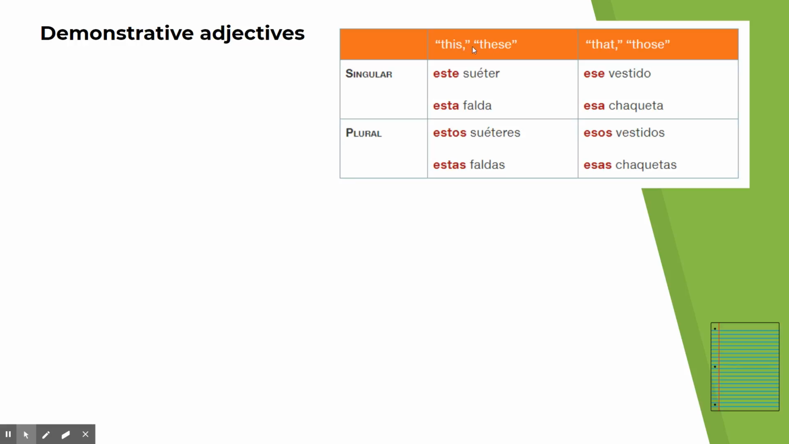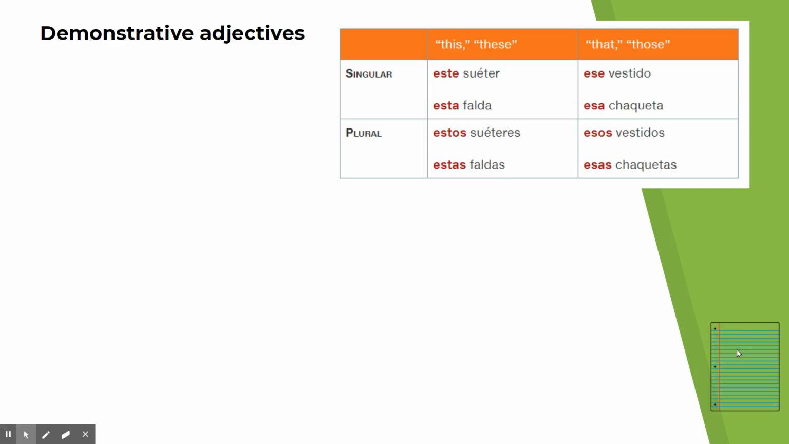If you notice, the plural of this is these. These are the ones that are close to you. That, those is plural. Those are the ones that are further away from you. There's a little rhyme you can remember. This and these have T's, that and those don't. I guess the second part doesn't really rhyme, but this and these have T's. So this and these need a T in our word. This and these, the ones that are close by, need a T. That and those don't need a T.